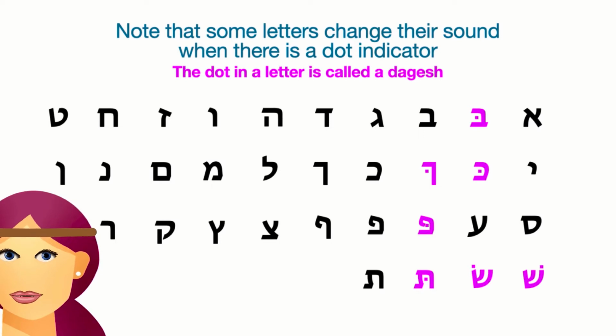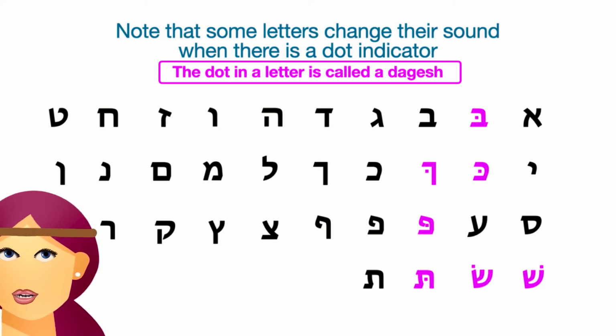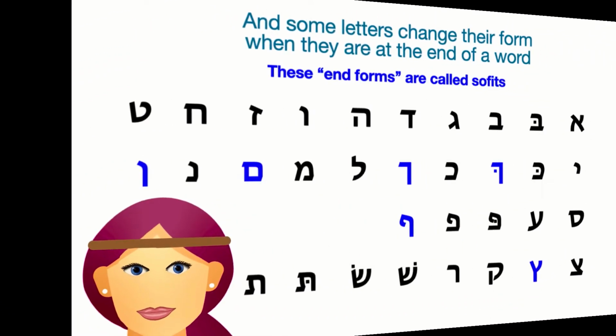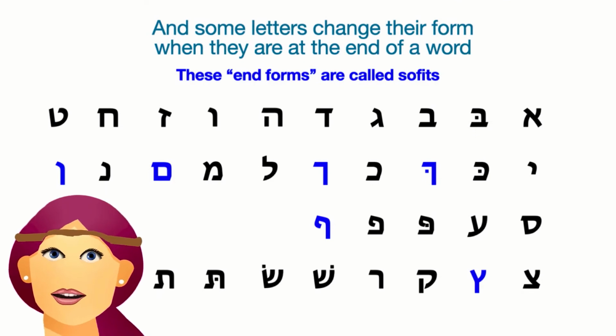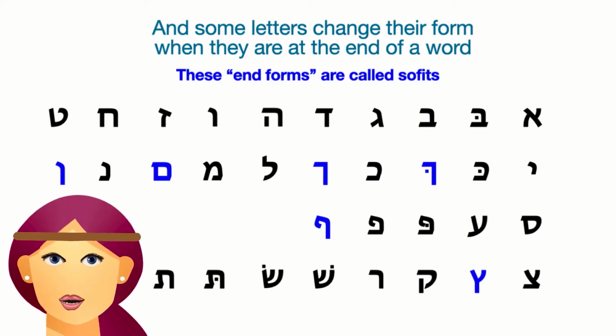Please also note that some letters change their sound when there is a dot. This dot is called dagesh. Also, some letters change their forms when they are at the end of a word. These variant end forms are called sofit.